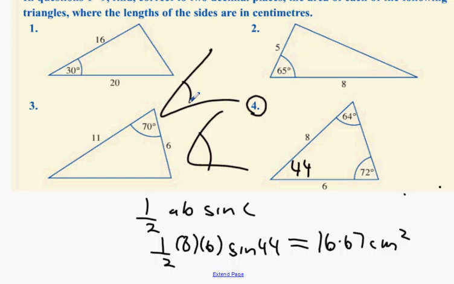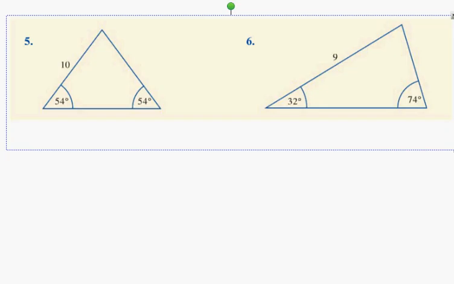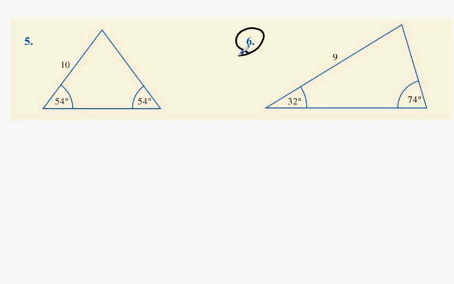Question 6 was recommended. Once again, you find out what the third angle is. There's not enough information at the moment. Find out what the third angle is. What type of triangle does this make? Isosceles, which makes that a length of 9. If it's opposite the same angle size, it has to be the same length.